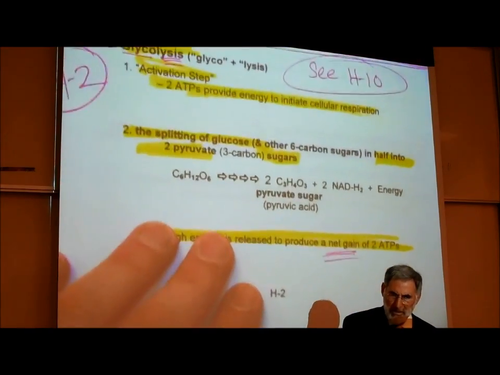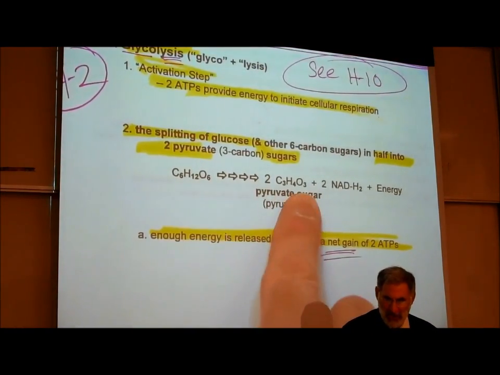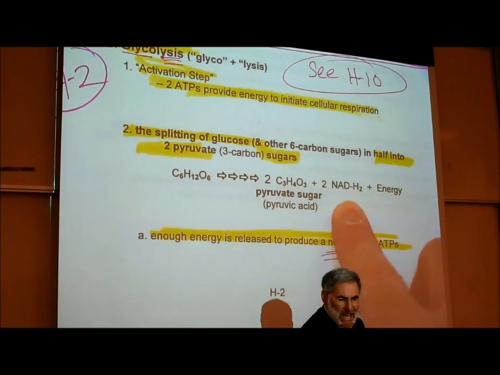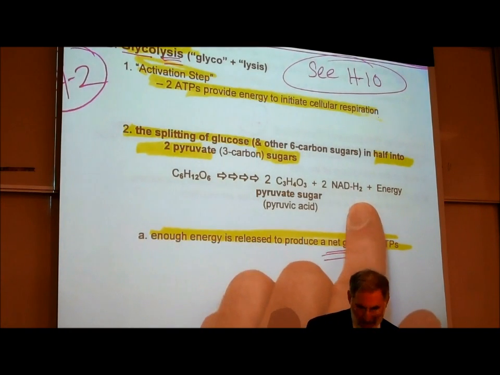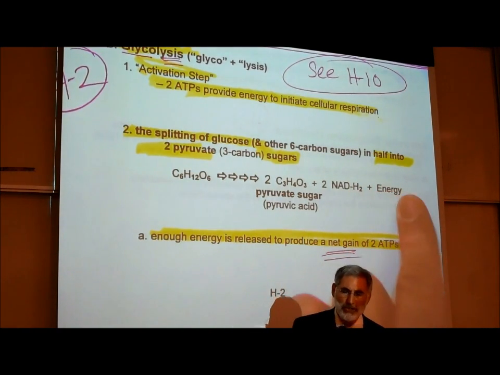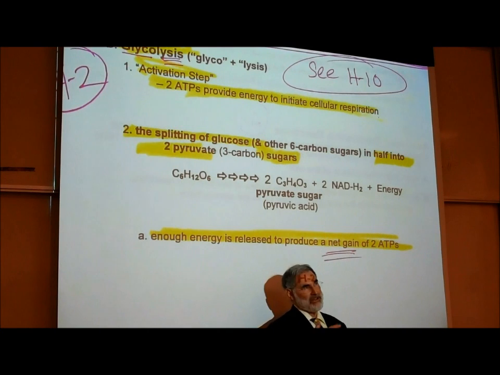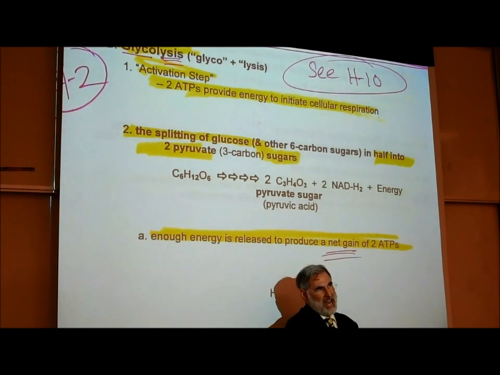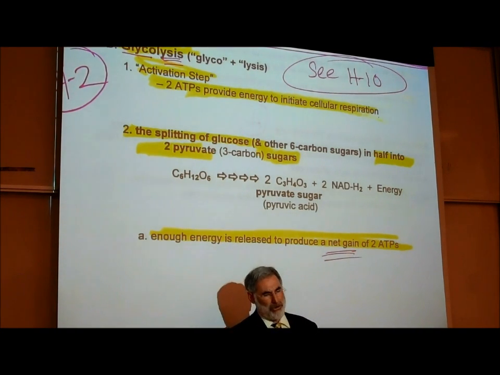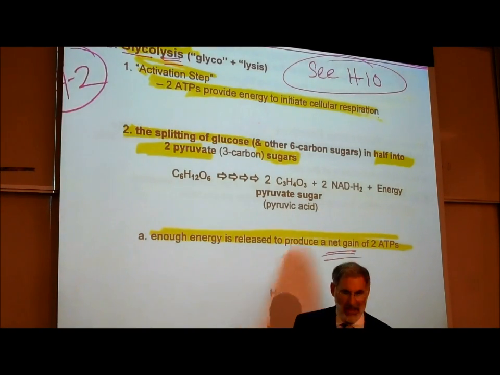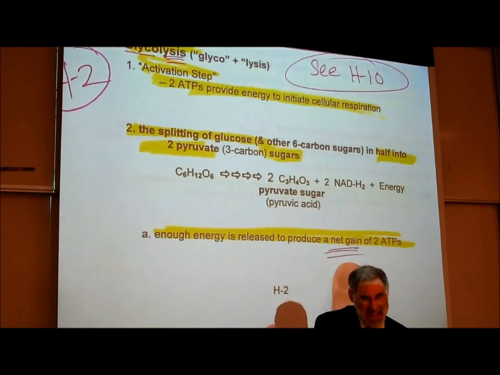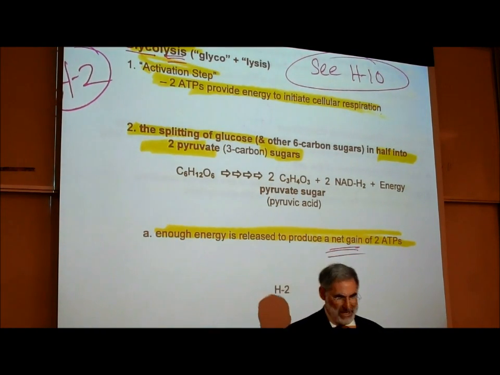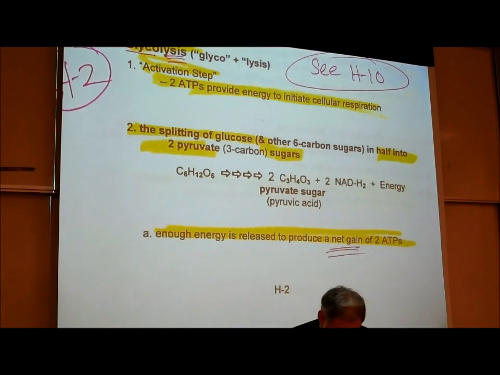Furthermore, in breaking apart that sugar in half, 2 NADs each picked up a pair of what I call hot potato hydrogen atoms. Energy is released because splitting apart, breaking hydrogen atoms off the sugar, splitting the sugar apart, releases energy. And that enough energy was released to produce a net gain of 2 ATPs. We're ahead by 2.